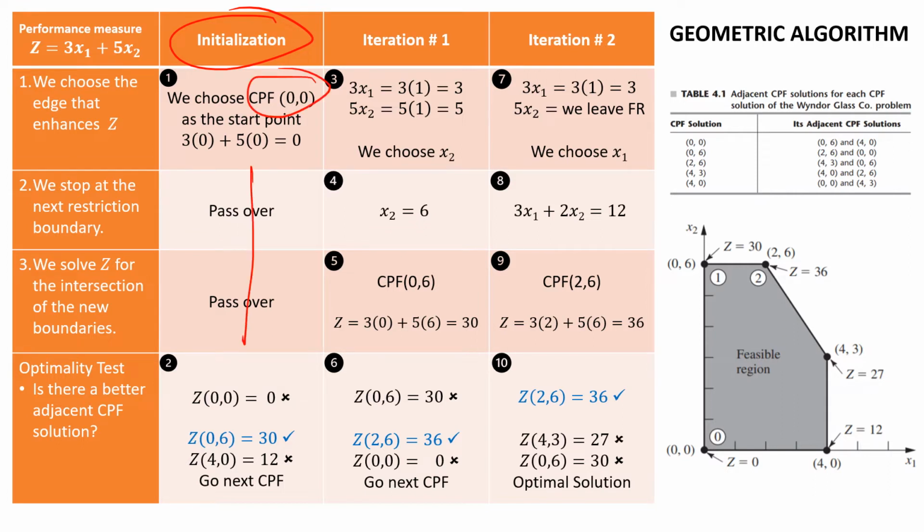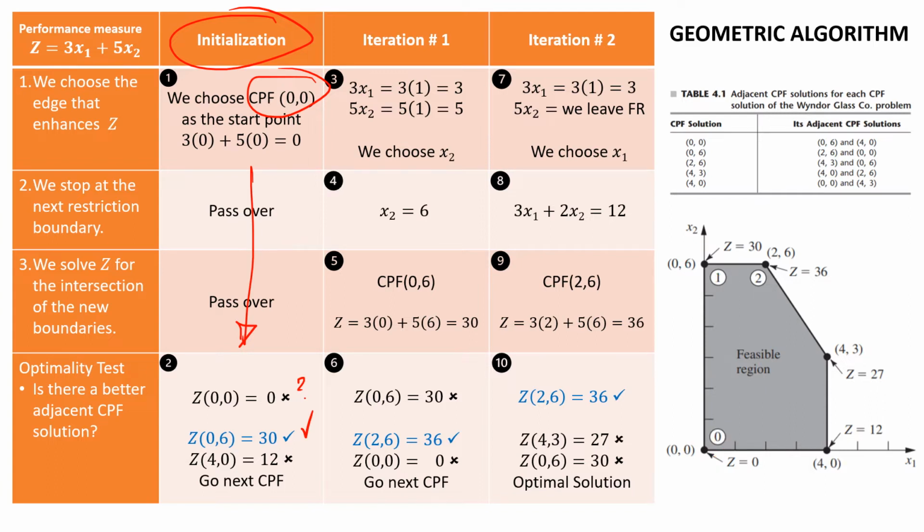We go directly to the optimality test, where we ask if there's a better adjacent CPF. The performance measure with (0,0) gives us 0. Then we have the adjacents: our adjacent CPFs are (0,6) and (4,0). My performance measure with (0,6) gives me 30, and with (4,0) gives me 12. So do we have a better performance against this one? Yes, we do, with (0,6). So that means we go to our next CPF.